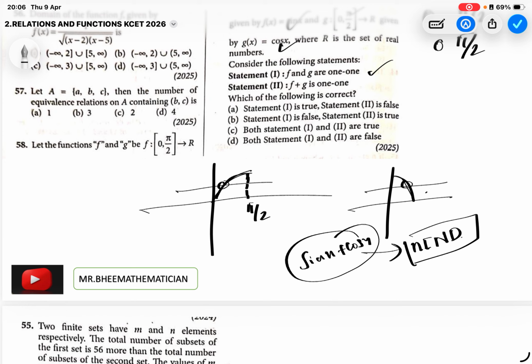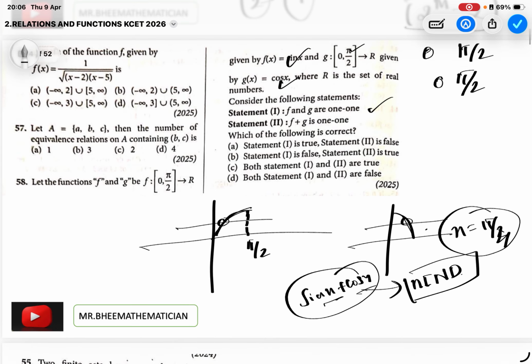Now at x equal to pi by 4 it has two common values. What are those? Sin pi by 4 and cos pi by 4. If I change the values again, we'll get the same image. So this is not one-one. So statement 1 is correct, statement 2 is false. So option A is correct.